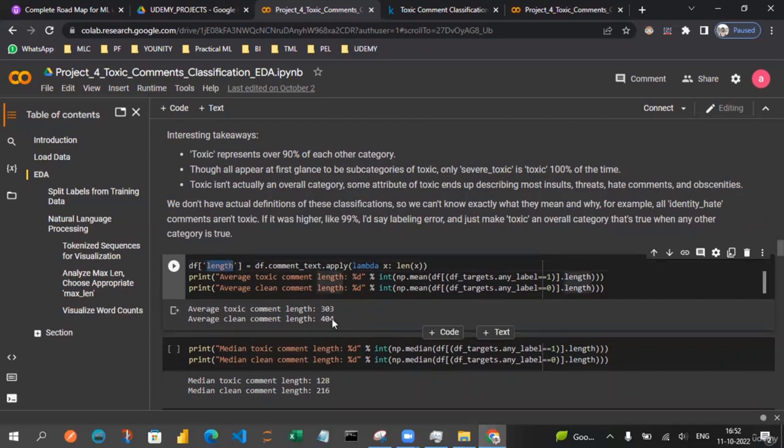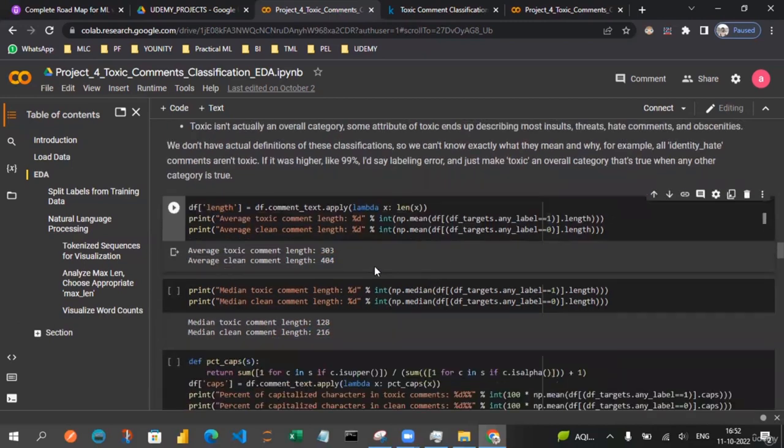So let's get started with some of the feature engineering hacks. The length of each and every comment word, we're going to extract using different functionalities. I'm taking the average toxic comment length by using the mean function. So the toxic average comment length, the label is a 1, the length of the toxic comment word is 303, and the clean comment length is 404.